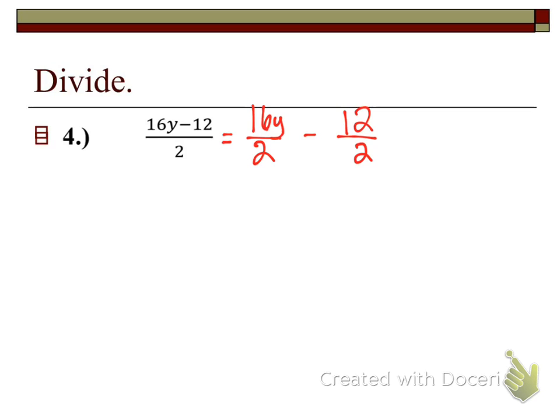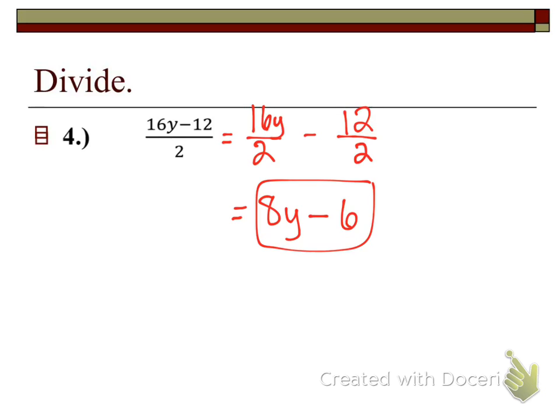Okay, these ones are a little bit simpler than the ones with variables everywhere. We just simplify the 16 divided by 2. What does that give us? 8. What stays with that 8? The y. If a variable doesn't cancel out, it stays with it. Just doesn't change. The minus sign comes down. 12 divided by 2 is 6. Questions?